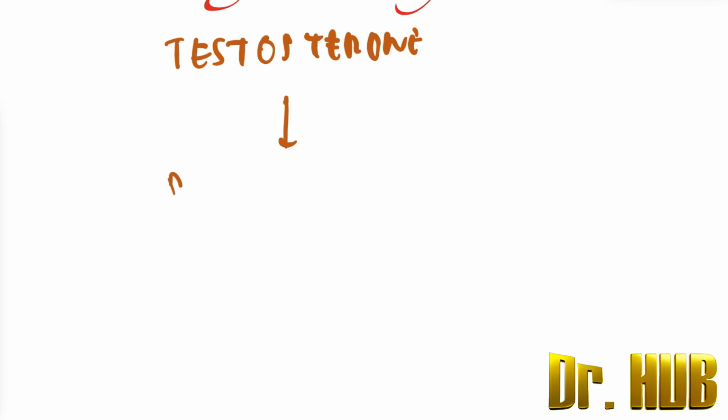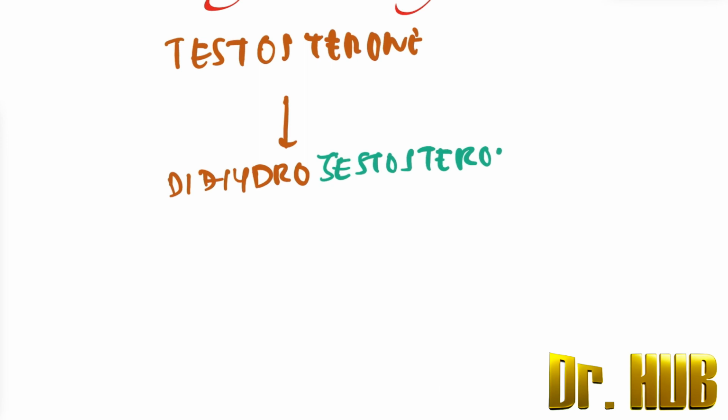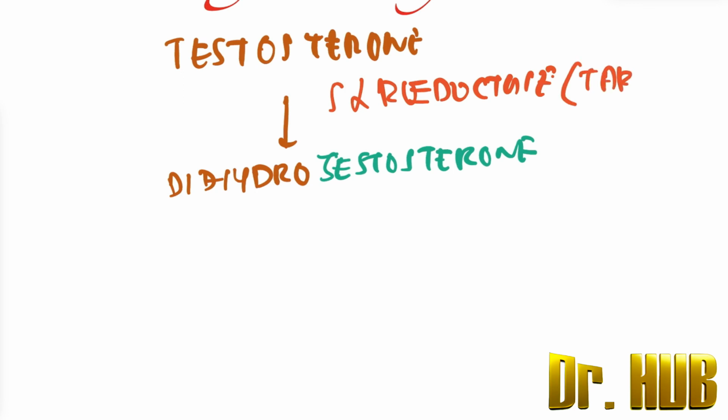So we were left with the formation of testosterone. This testosterone is being converted to the dihydrotestosterone. The conversion here is by the 5-alpha reductase, and it involves the target tissue.